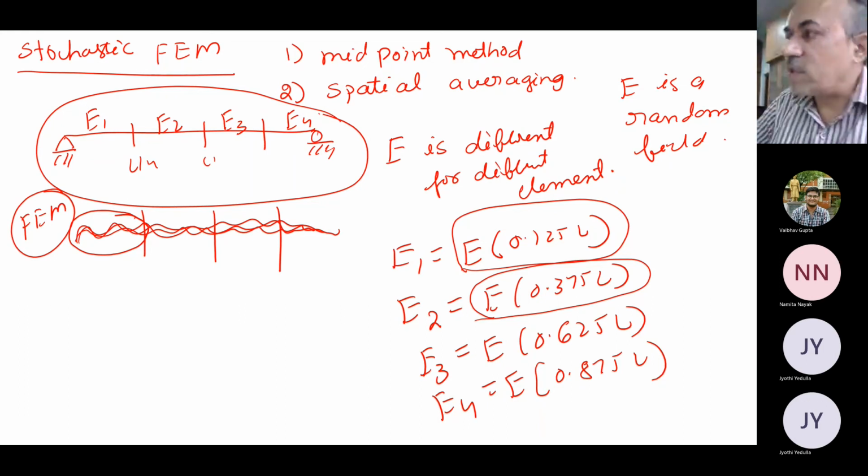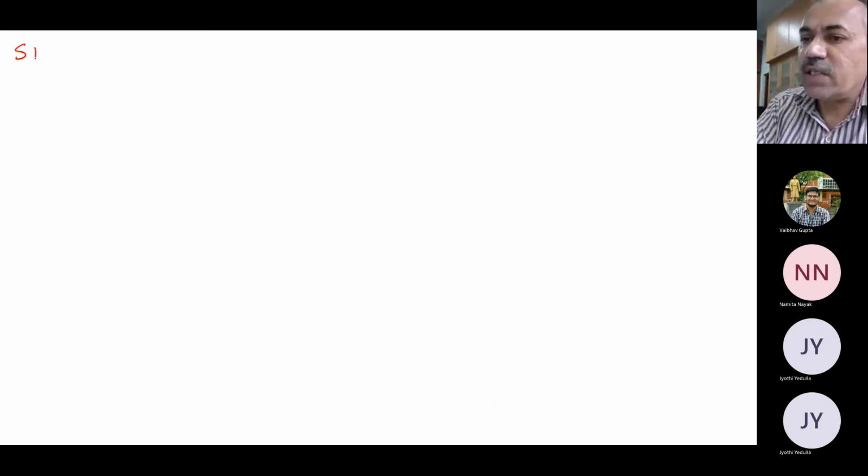Now this is one way. This method is known as the midpoint method, and it is very easy and straightforward. Now another method they use is spatial average.